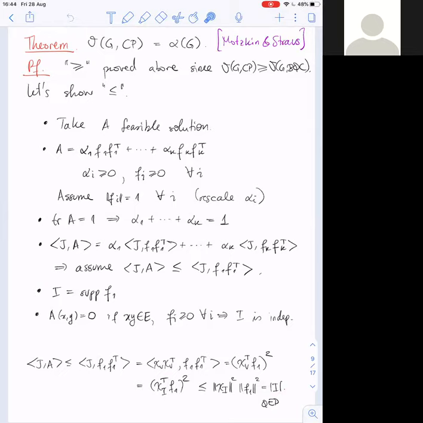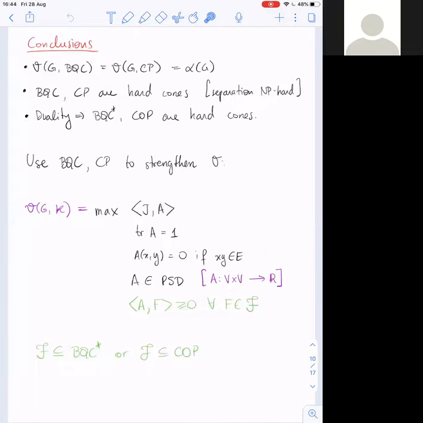And for finite graphs, of course. It shows a few things, right? It shows first that if you put a Boolean quadratic cone, you get exactly the same as if you put a completely positive cone, which is the independence number. It shows that these cones are NP hard. They are hard cones. Optimizing over them, separation over them, membership, these are all NP hard problems.